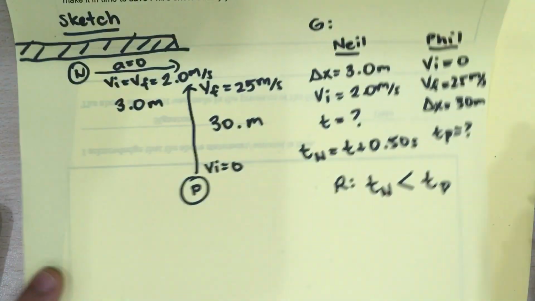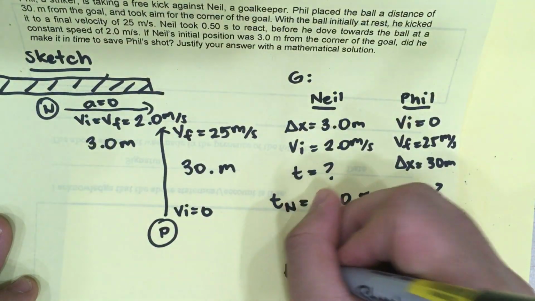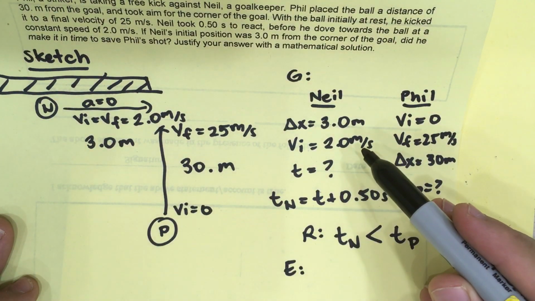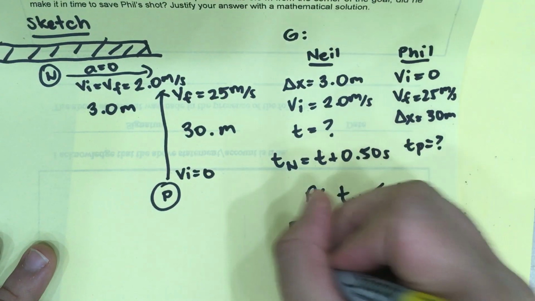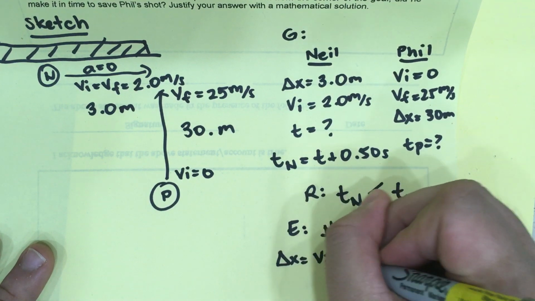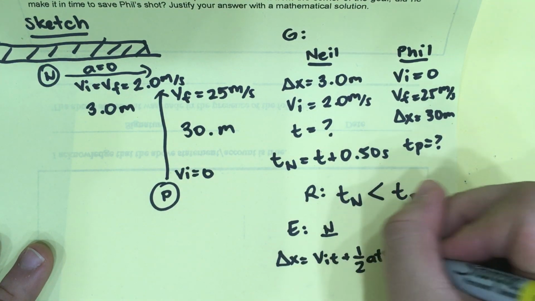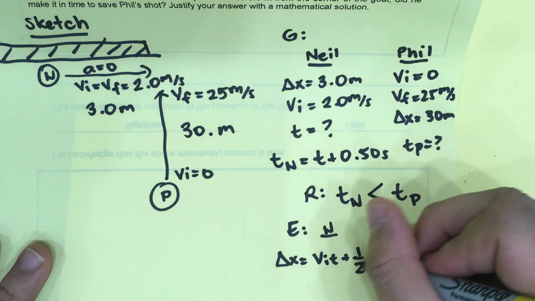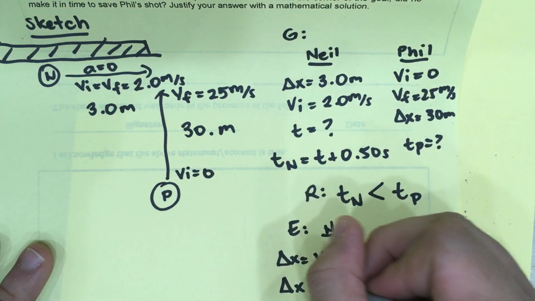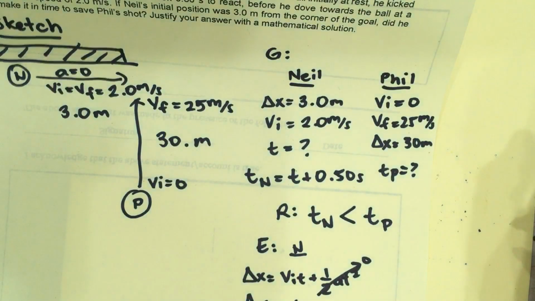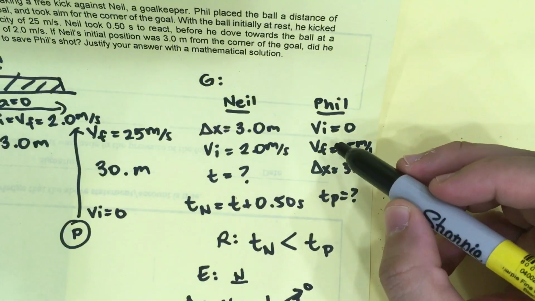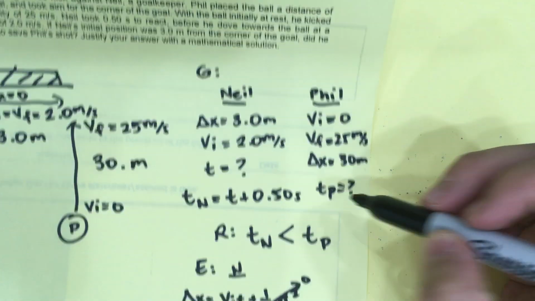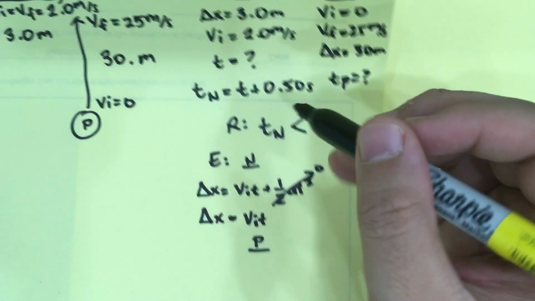So now let's check. What equation can we use for this case? Well, in this equation, delta x, vi, and t, and we also know that acceleration is 0. For Neil, we can use the equation delta x is equal to vit plus 1/2 at squared. But with the knowledge that acceleration is 0, therefore, it's simply vit. For Phil, we have vi, we have vf, delta x, time of Phil. So let's take a look.